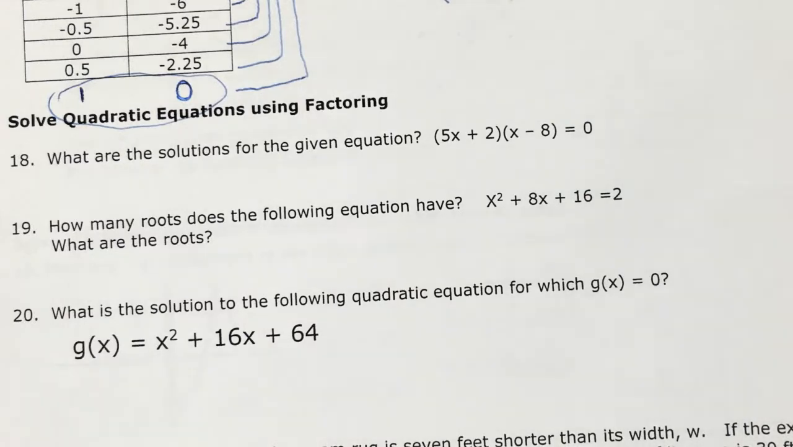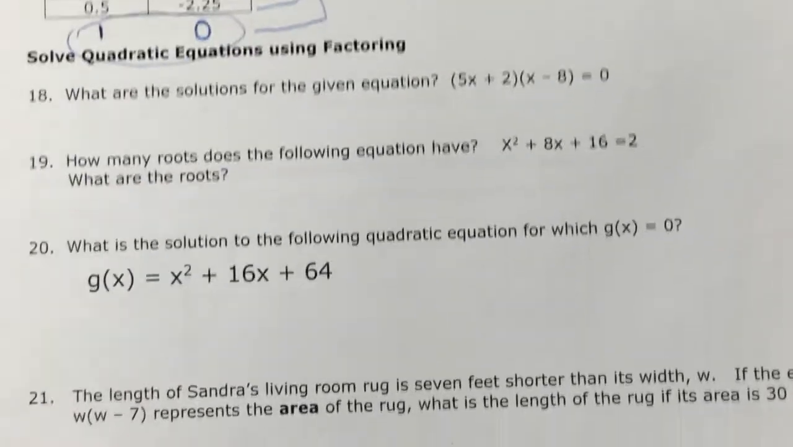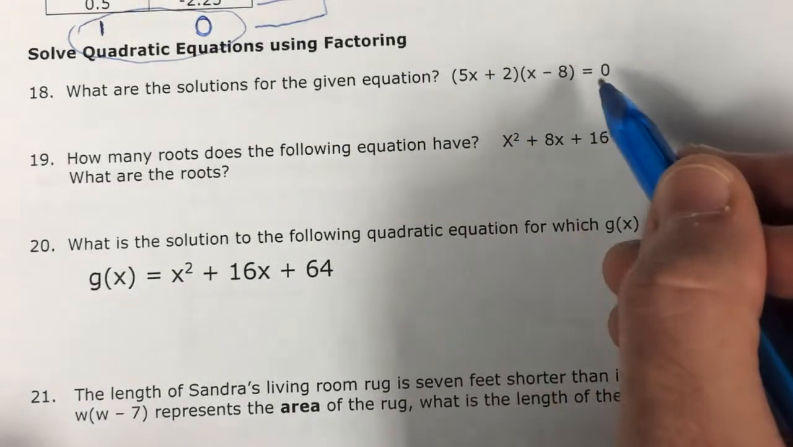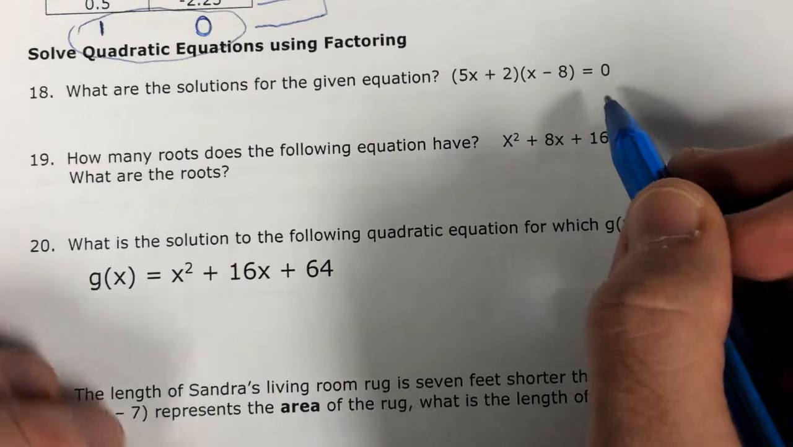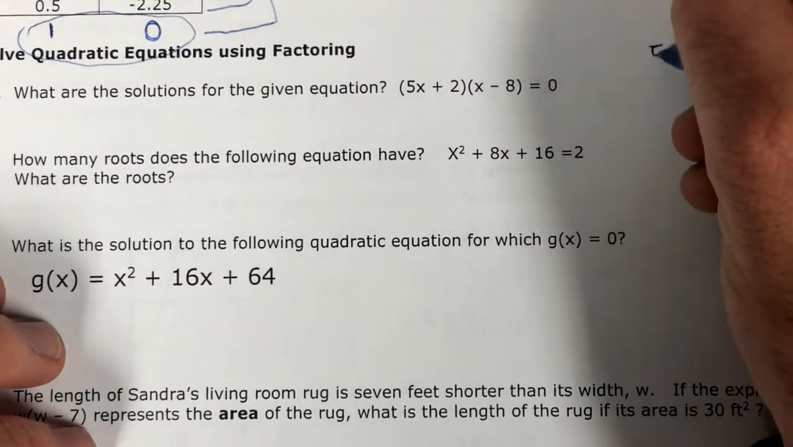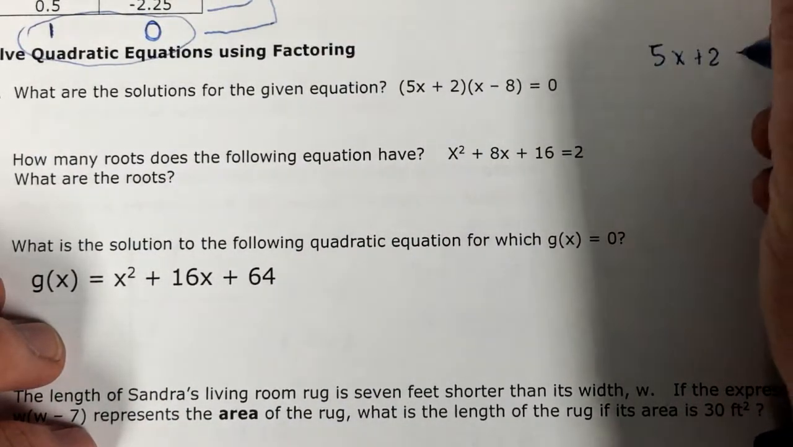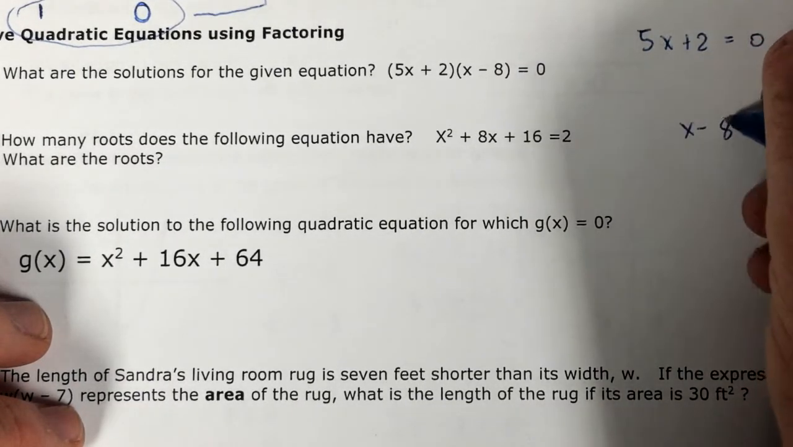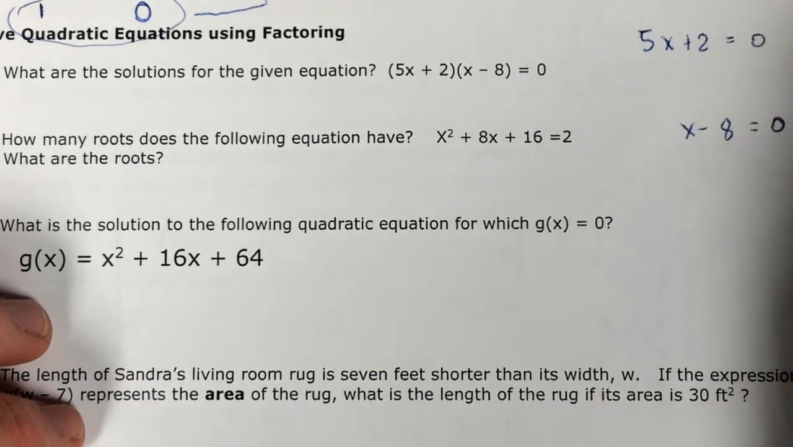18, 19, and 20, I'm going to solve a couple of them. You have to solve some of them on your own. I'm going to give you the answer, but for you to actually be able to know how to solve them, you need to try it on your own. 18's easy, right? It already factored it for me, and I know it's equal to 0. So I have 5x plus 2 is equal to 0, and x minus 8 is equal to 0.